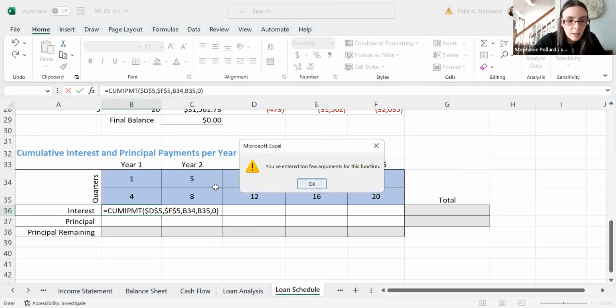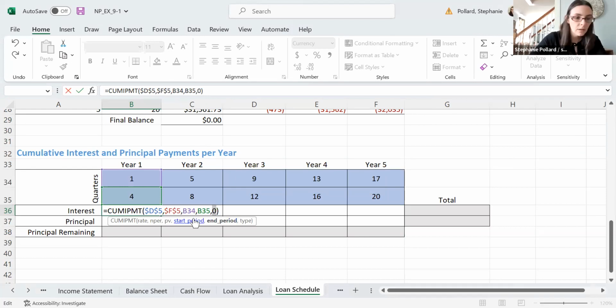Oh, hang on, let me see. What did I miss? Let's see, D5, F5. Oh, I missed one. See, even me. I missed the present value right before my start period. So let's go ahead and fix that.